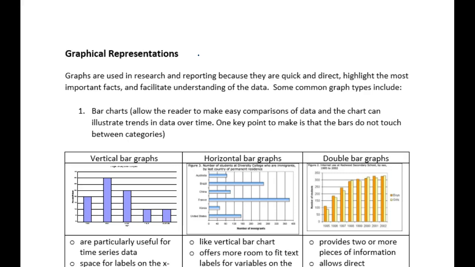So graphical representations are another way of taking data and presenting that data in a visual format. Graphs are used a lot in research and reporting because they're quick and direct, and they highlight the most important facts. So again, if you are presenting information to an audience, it's an easy visual way of presenting that information. Let's go through a couple of different chart types and why you potentially use one over the other.